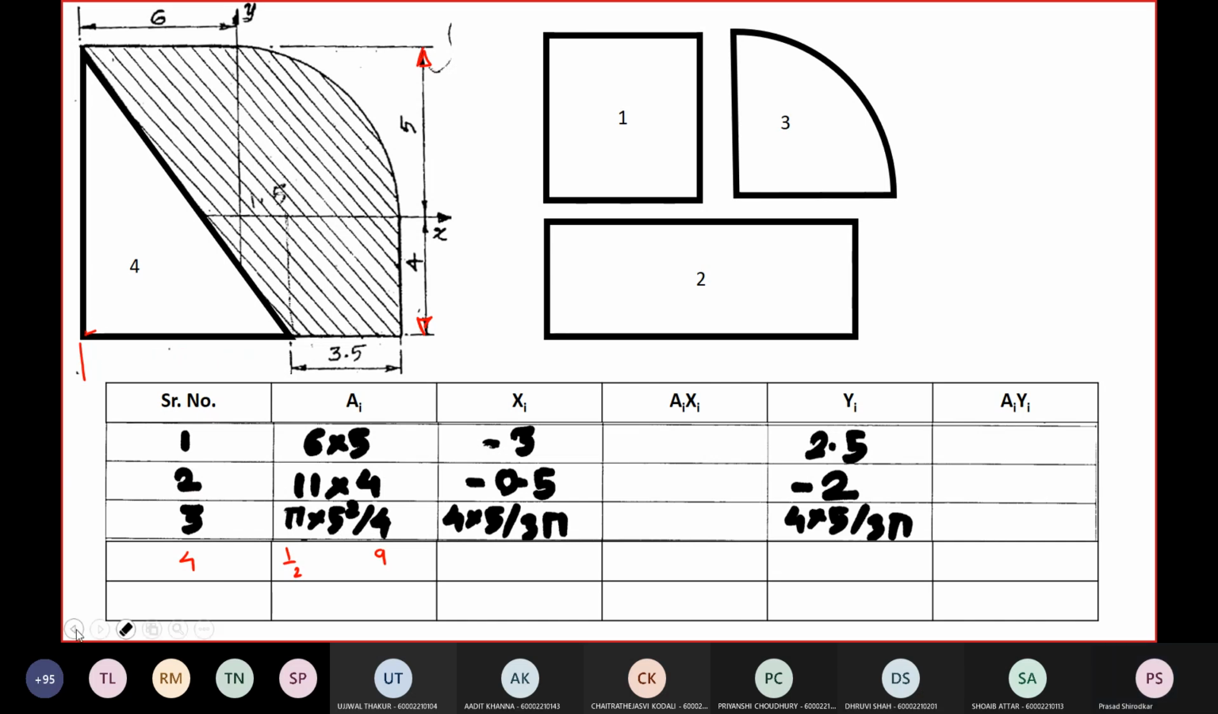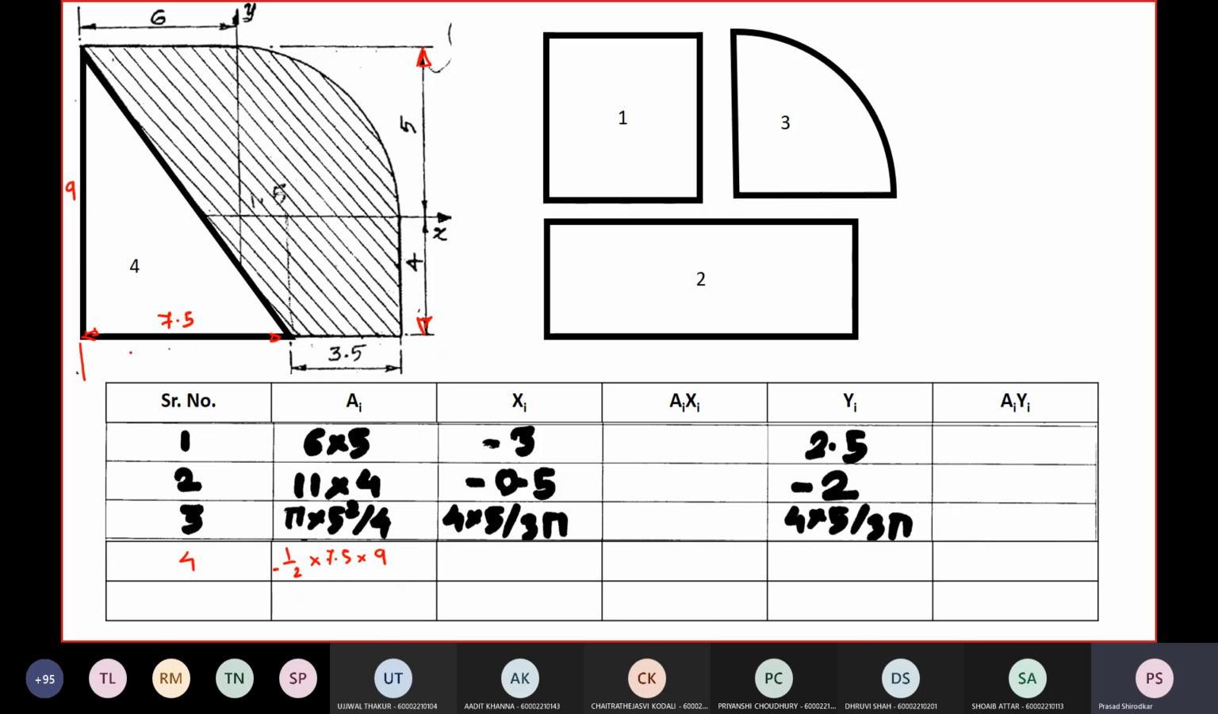And height will be 9. So the area is half into 7.5 into 9, and this has to be subtracted. So this is negative, so it is minus. Alright, see, we are getting two positive, but we are taking a negative, so logically it cannot be that. Now let's find the centroid.